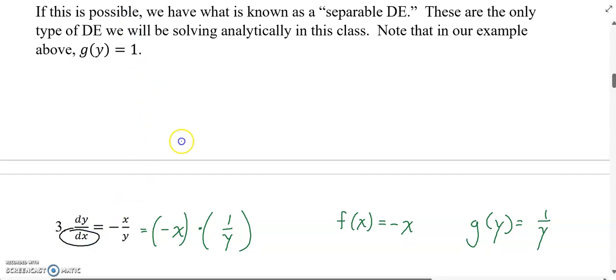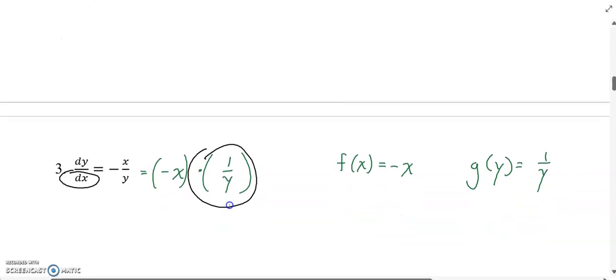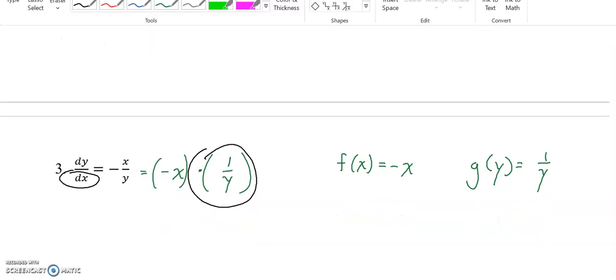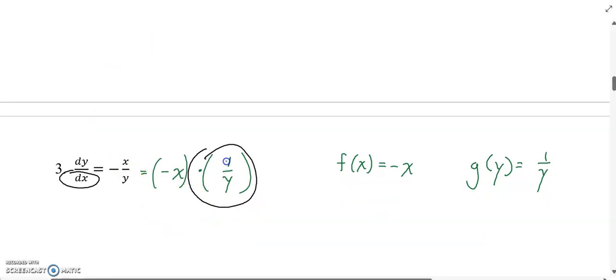And I'm going to flip all of the stuff with y over to the other side by dividing by that function, by dividing by 1 over y. So if I do that, think about this. When we divide both sides by g of y, which is 1 over y, we're dividing by a fraction, which means we're multiplying by its reciprocal. So, right, dividing by 1 over y means multiplying by y.